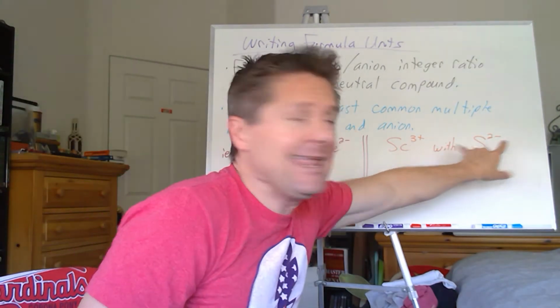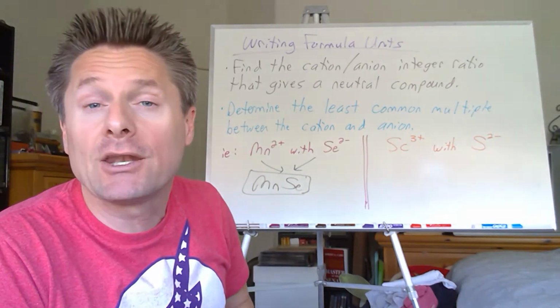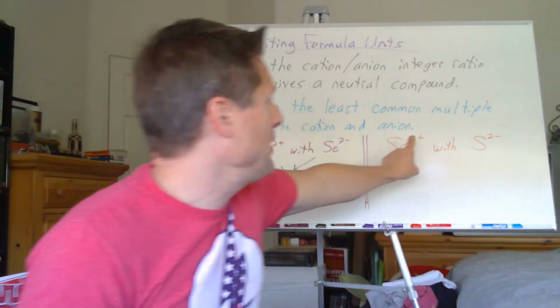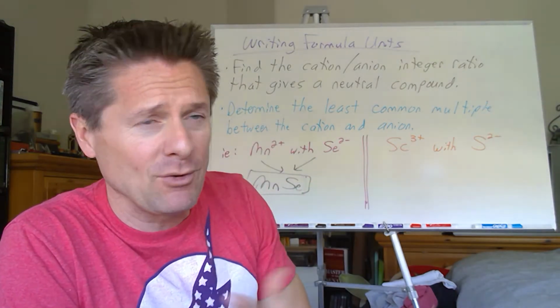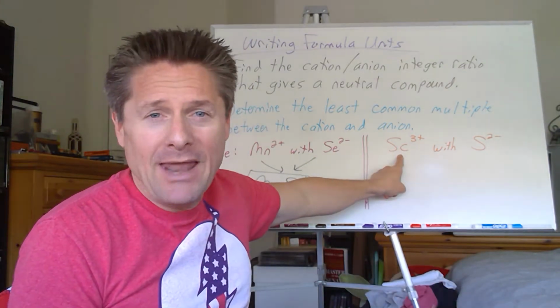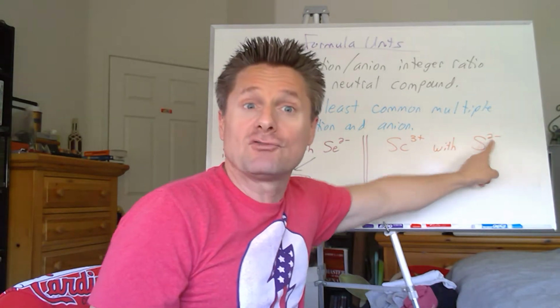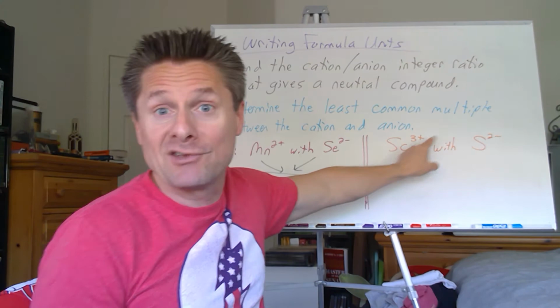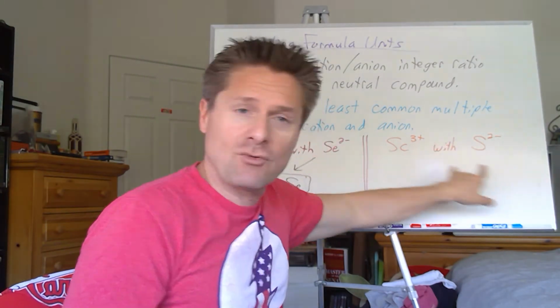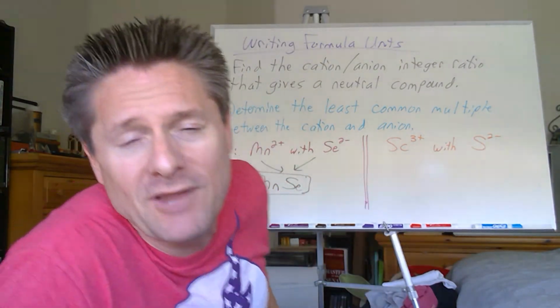But what if they're not equal and opposite? Well, then they're obviously not going to go in a 1-to-1 ratio. So I've seen people use the crisscross method. That doesn't work all the time. Crisscross meaning how many of the scandium cations do I need? Well, what's the charge on the sulfur? -2. So I need 2 scandium ions. How many sulfide ions do I need? Well, what's the charge on the scandium? +3. So I need 3 of those. Right, so you crisscross the charges, and that tells you the subscript of the other one.